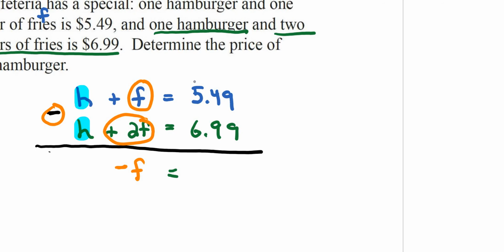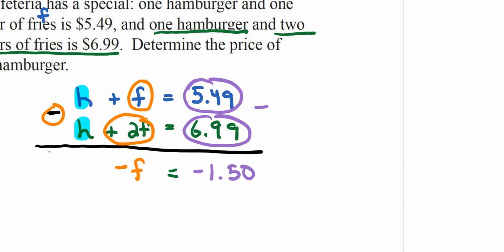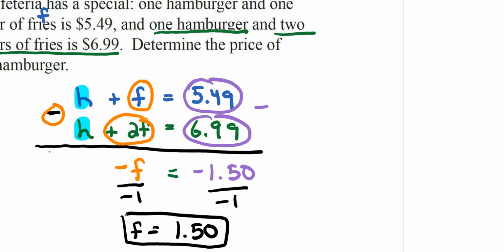And then 5.49 minus 6.99 is going to be negative $1.50. Then you can divide both sides by negative 1, so F equals $1.50. So 1 order of fries is $1.50. Great, that's how we find the order of fries.